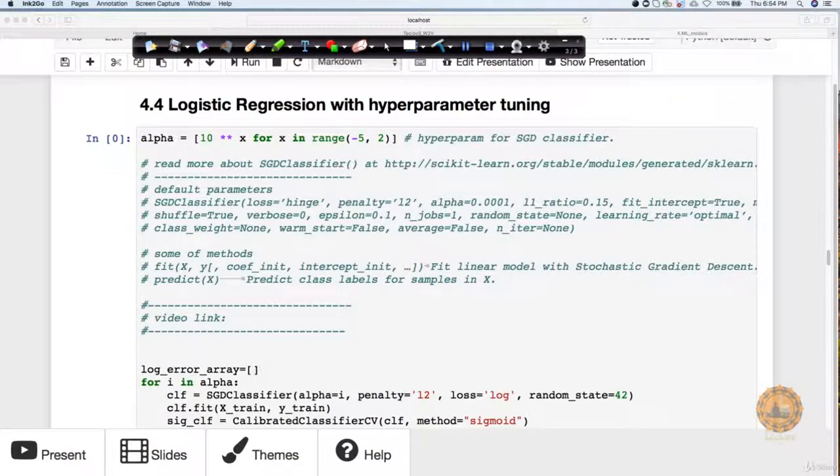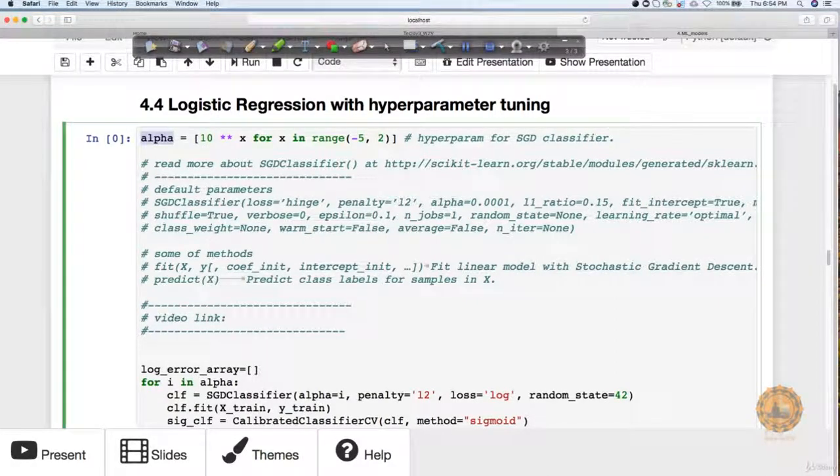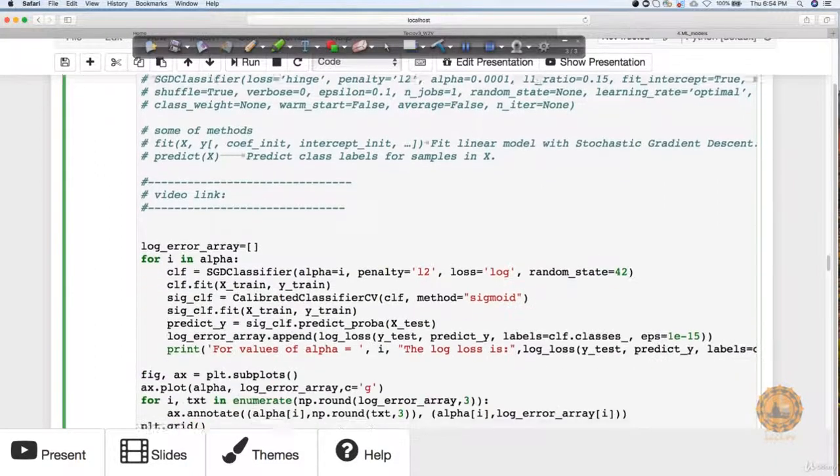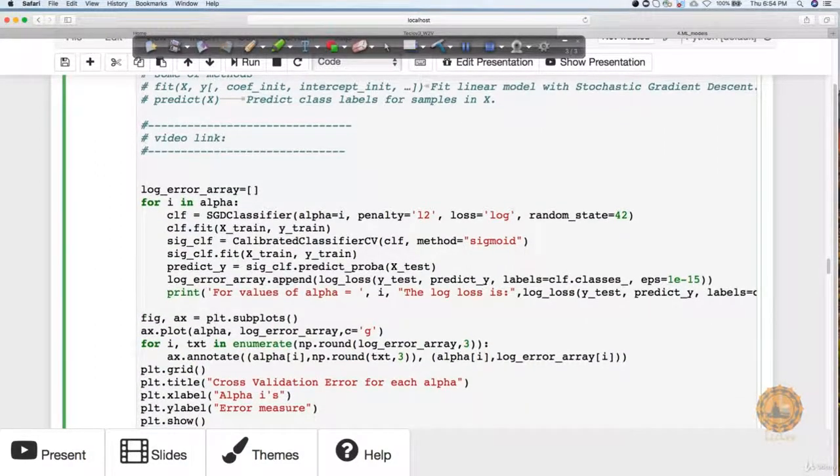So let's start with logistic regression, and here we are also doing a lot of hyperparameter tuning. You can see that we have put a lot of comments for understanding this part, and here we are going to choose an alpha. This is going to be a hyperparameter. So we're going to take multiple values of alpha and run our algorithm. You can notice that I'm using a loss of log, which means that I'm using logistic regression. Secondly, I'm using the L2 regularizer, and I'm running it for all the alpha values.